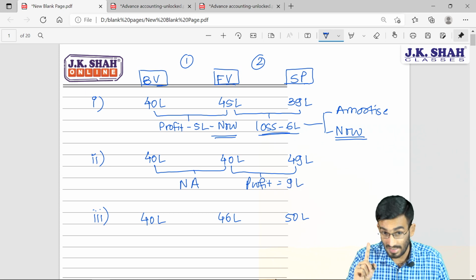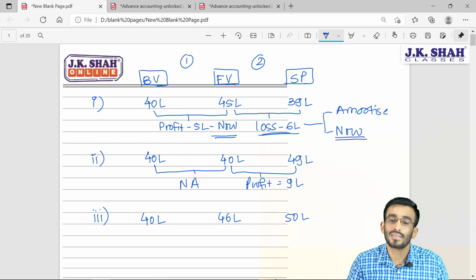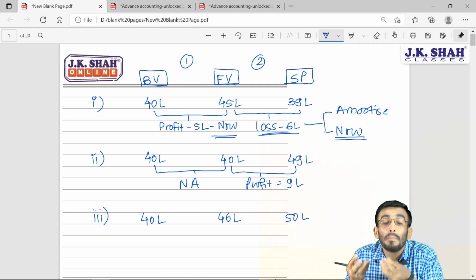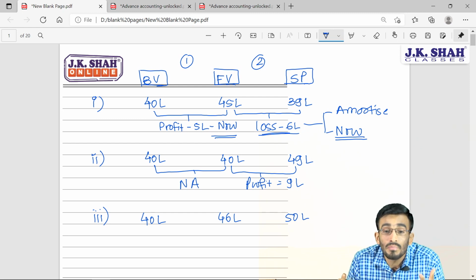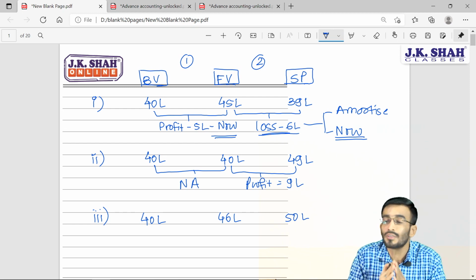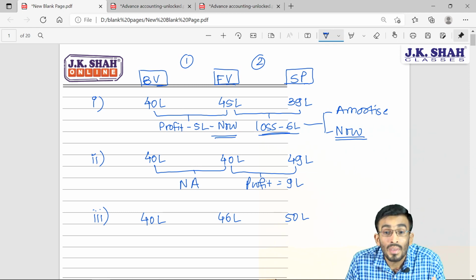Now dear students, listen carefully. If I go in the market and sell this asset, I will get only 40 lakhs. But I am asking the lessor, please give me more, please give me 49 lakhs because I am in need of urgent money. So instead of 40 lakhs, can you please give me 49 lakhs? So the lessor is ready to give me 49 lakhs. 9 lakhs more he is giving me today.